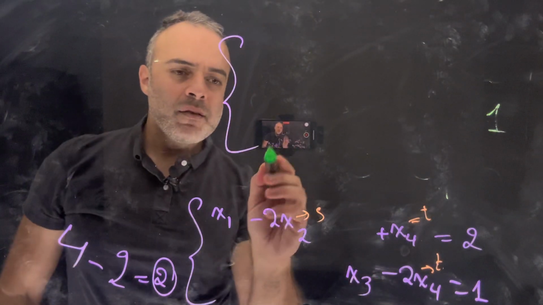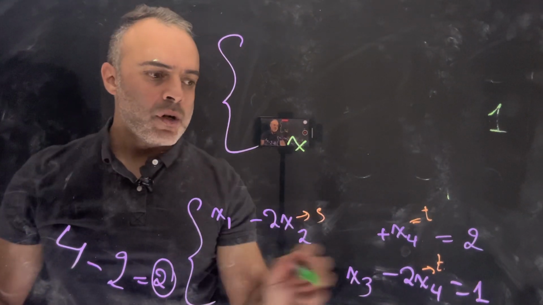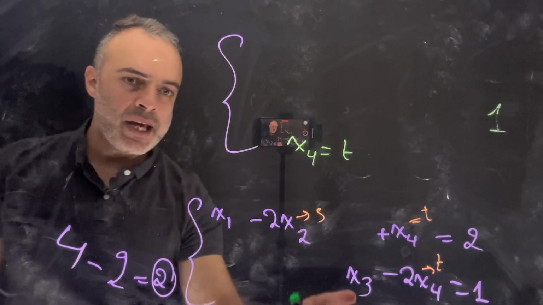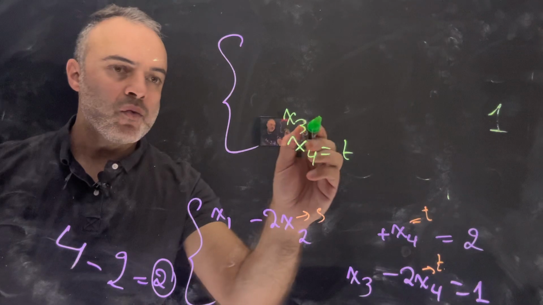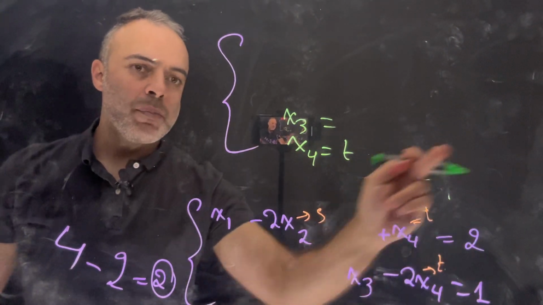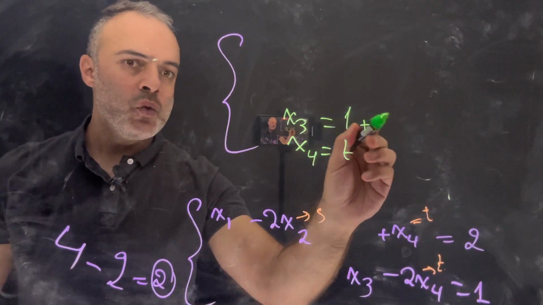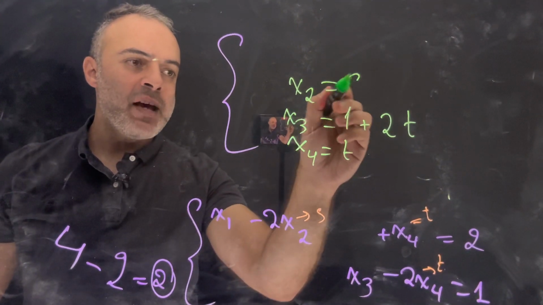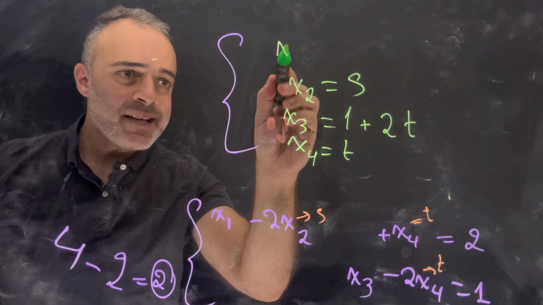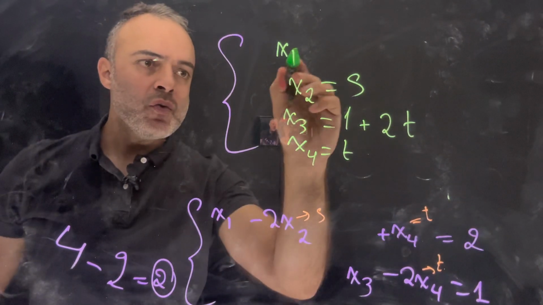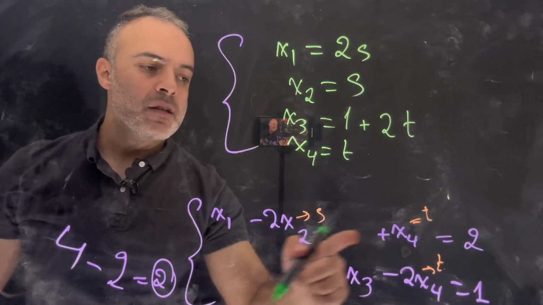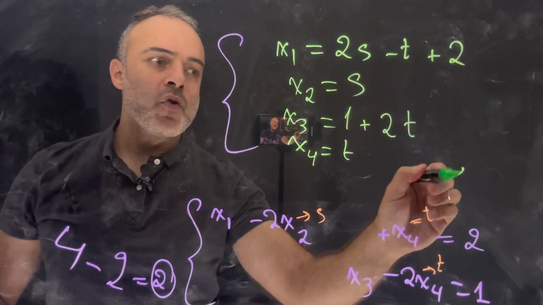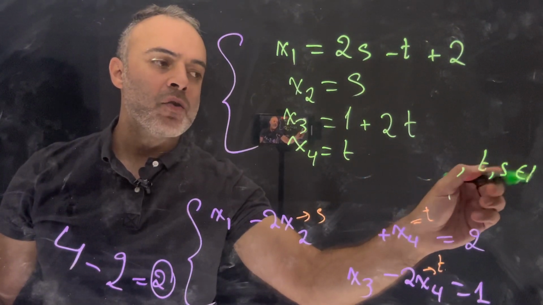So we end up with x4 is equal to t. Then plug it in here. You get x3 is equal to 1 plus 2x4, that's 1 plus 2t. X2, we gave it the value s. And x1 is 2x2, which means 2s, minus x4, that is a negative t, plus 2. And of course, t and s belong to R.